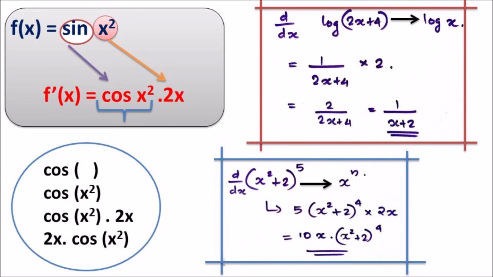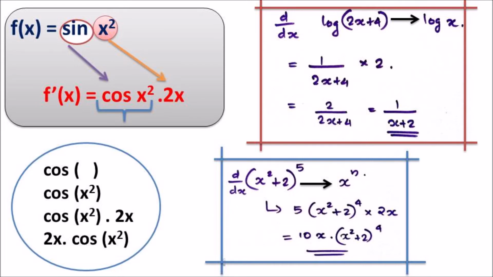Now look at the next example, d by dx of log 2x plus 4. This is a log type function. So just look at log x. If it was log x, we'll write the answer as 1 by x. Here it is not log x but log 2x plus 4. So we need to write 1 by 2x plus 4 into the derivative of 2x plus 4, that is 2. So the answer is simply 1 by x plus 2. We'll get on solving like that.